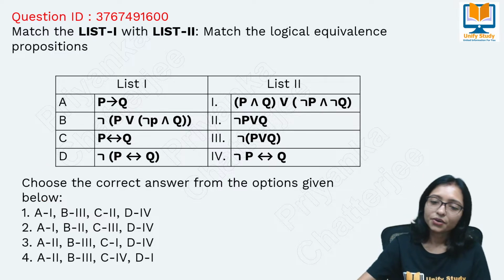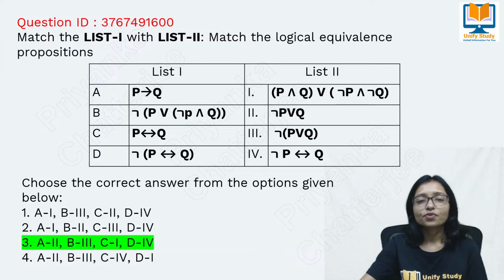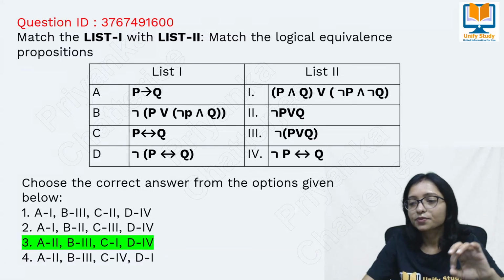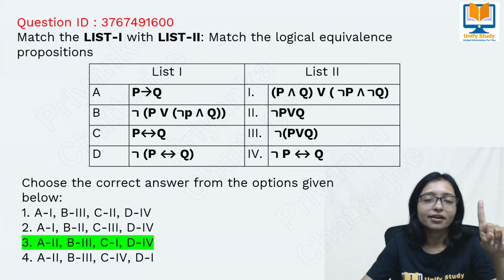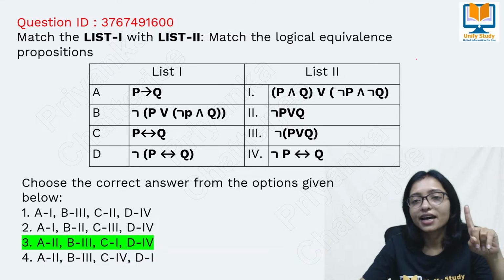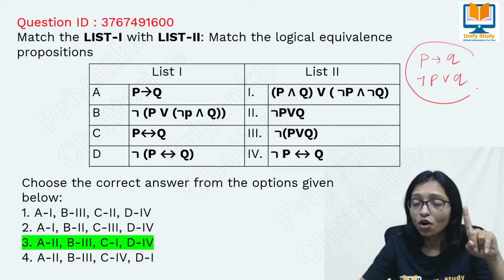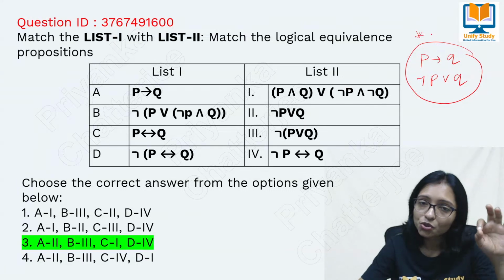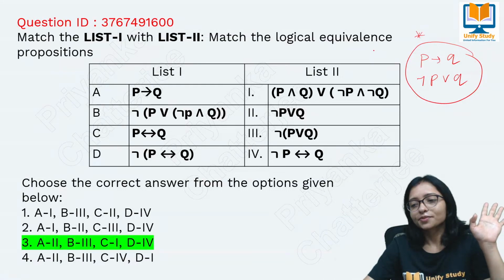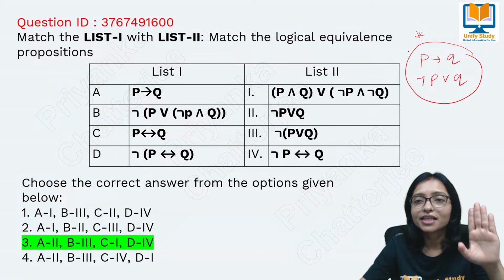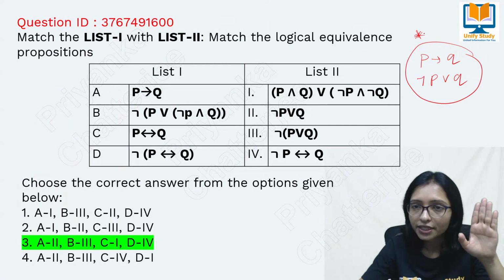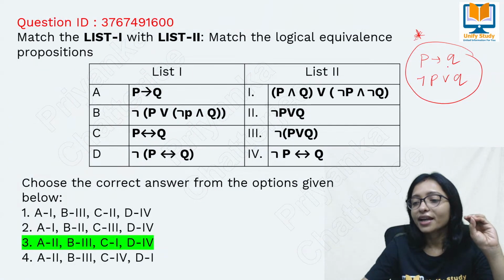Okay. So in this subject, one and only one formula is there that you need to remember. P implies Q, that is not P or Q. This formula will help you to solve any question. 90% of questions will be solved through this formula only. Write it down now.